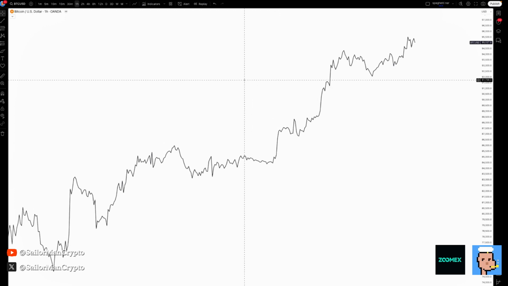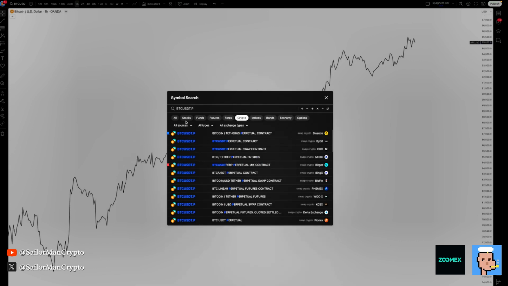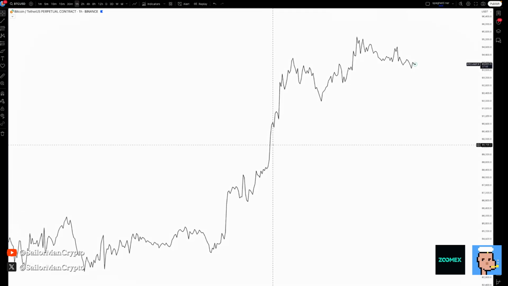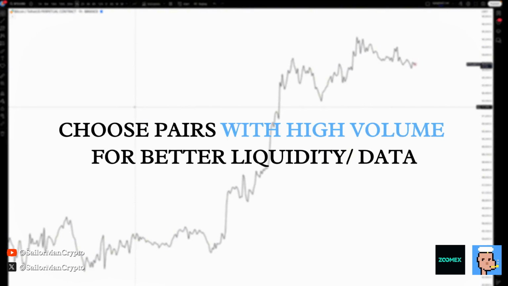So the first pair that you will select is Bitcoin USDT perpetual on Binance. We will try to pick all the pairs with the same criteria. So perpetual on Binance, because it's the one with the highest volume, and because we will compare the assets all on the same exchange. If the asset you want to compare is not on Binance, make sure you pick an exchange with the highest volume, so it will give you more reliable data.